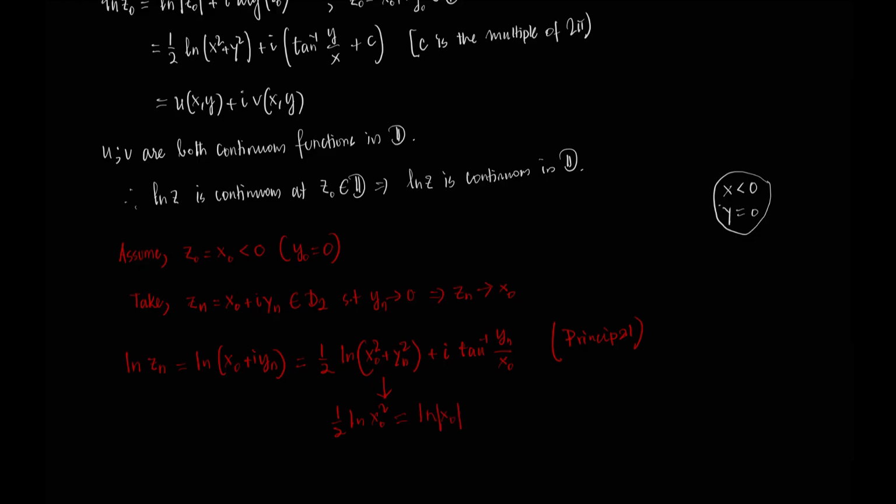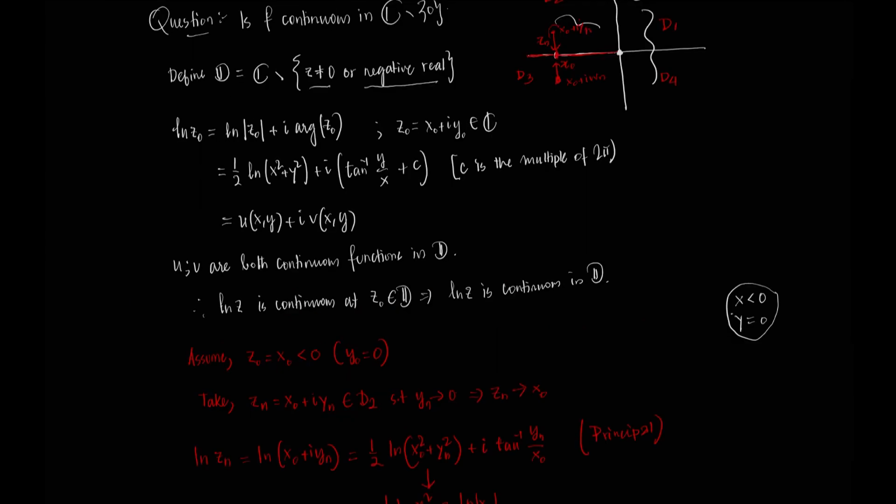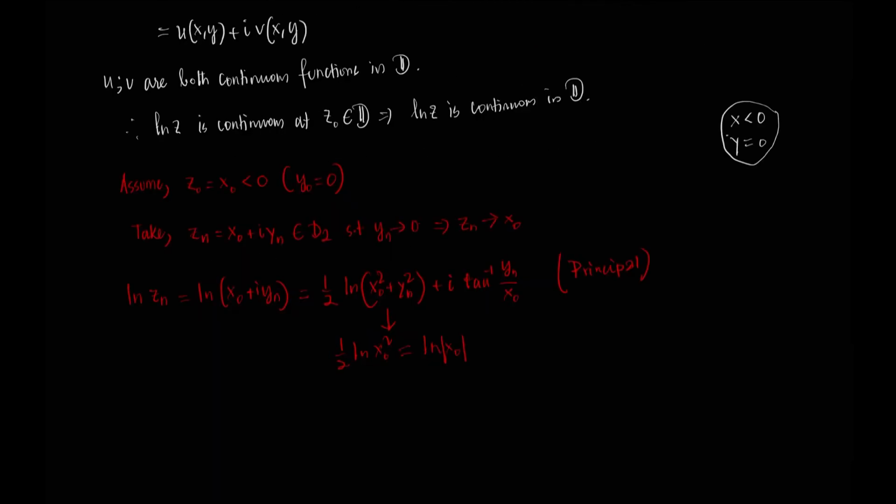So in this case, what is happening is that if you are approaching from here, you are actually approaching log of mod x naught, I have missed plus i times pi, plus i times pi from here, because it is negative, right? So plus i times pi.